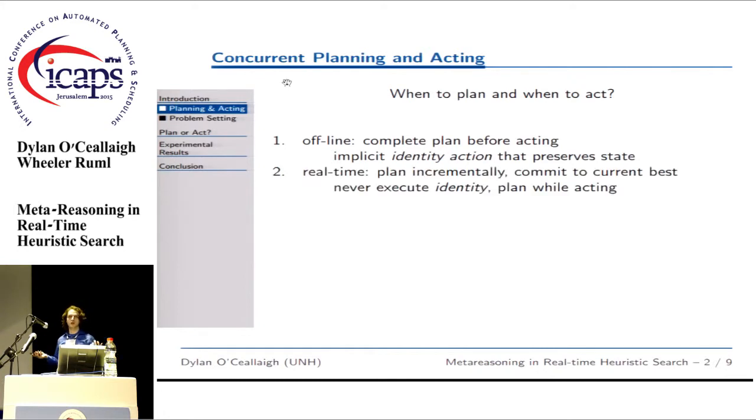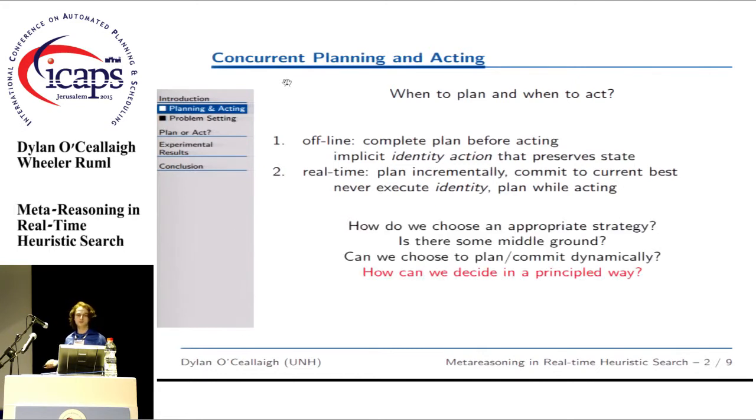The second approach is real-time planning, in which the agent does not use one of these identity actions even once, and instead plans incrementally using the time while one given action is executing to plan for subsequent actions.